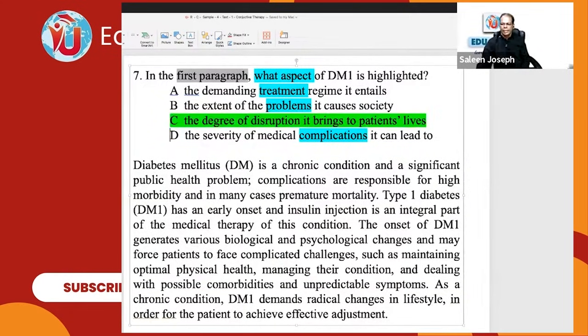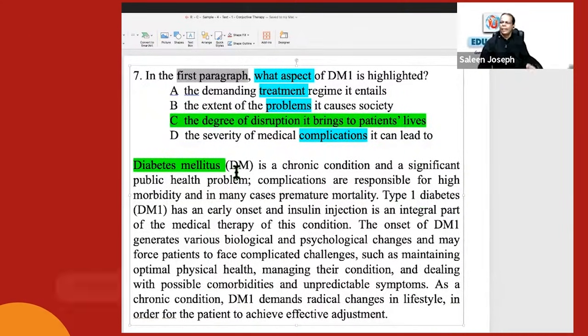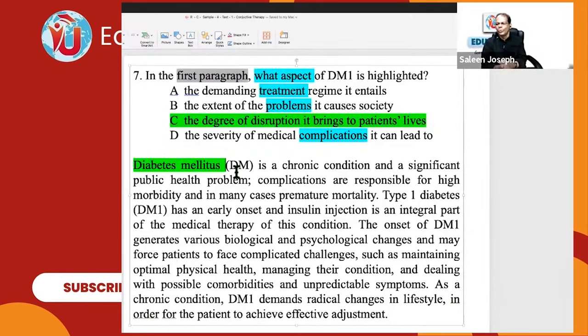Yeah, so it's that easy. And see, diabetes mellitus is the concept here. And the complications are responsible for high morbidity and in many cases premature mortality. Type 1 diabetes, you see, this is common. Diabetes mellitus includes both type 1 and type 2. The introduction first gives a general statement. Then it comes to type 1. We are bothered about type 1, DM1 here, right? So our answer will come only after this name. Type 1 is the name of a condition.